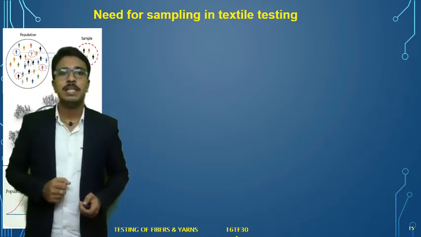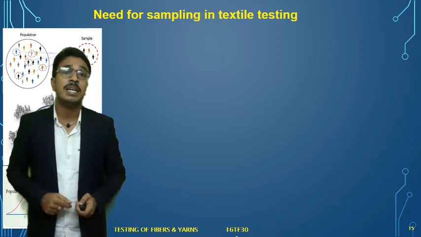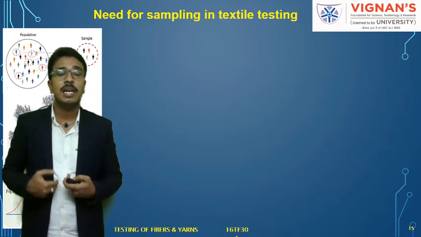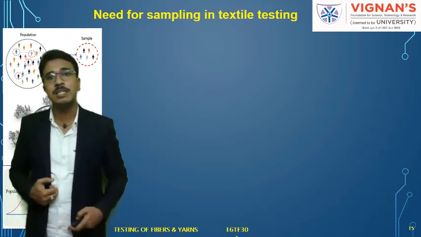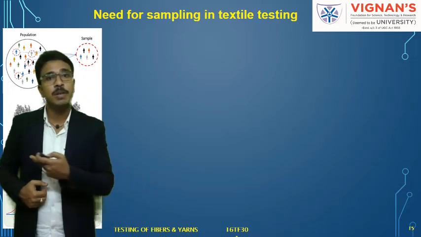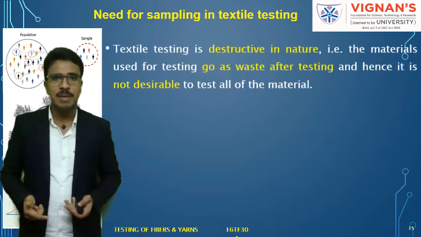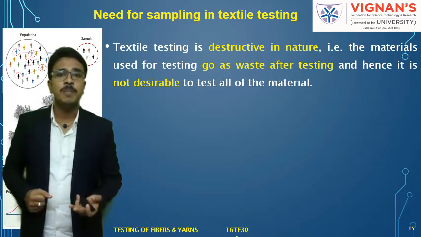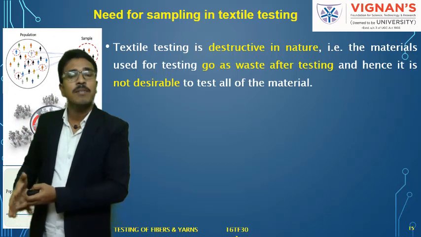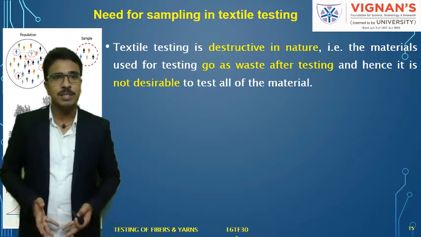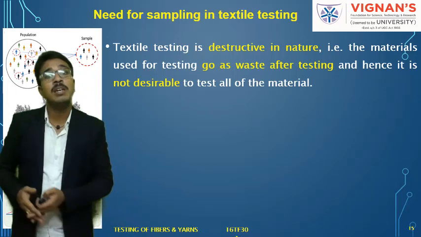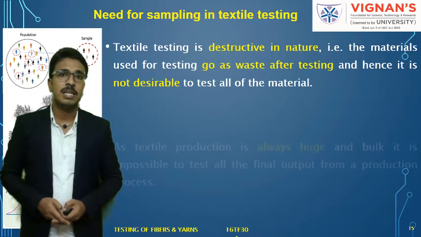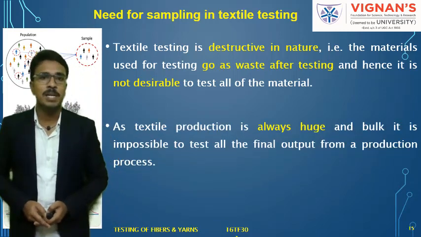Now we will see the need for sampling in textile testing. In our textile testing, that may be of fibers, yarns, fabrics, and garments. What is the need for sampling? If you see, testing is destructive in nature. Once the testing is done, the sample is going to be waste. Understand, the sample is going to be waste. So it is not desirable to test all the material. That's why we go for the sampling process.